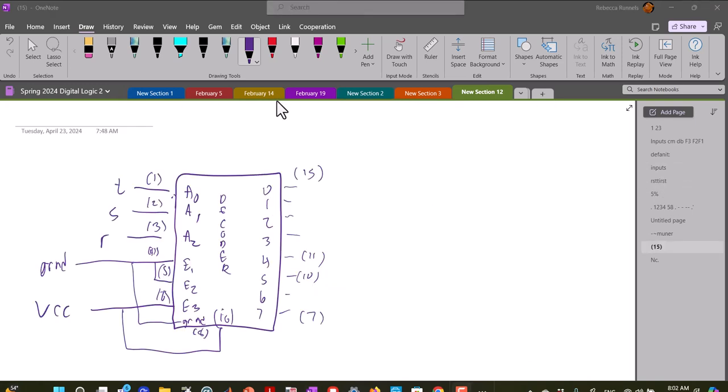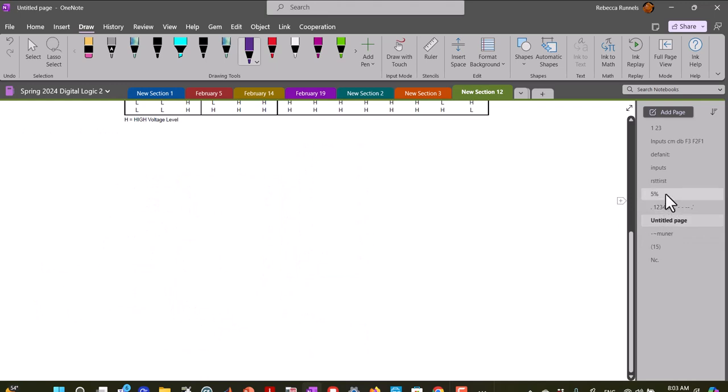Okay, so these are the pins that you're going to use on the decoder. So pins 1, 2, and 3, those map to the switches that you have for T, S, and R. Pins 4 and 5 are E1 and E2, they map to ground. Pin 6 is E3, that maps to VCC. Pin 8 is ground, that maps to ground. Pin 16 is VCC, that maps to VCC. And then of your outputs, the ones you're going to use are 15, 11, 10, and 7. Okay, so next we'll look at a NOT gate. We'll see the pins that we'll use on the NOT gate.